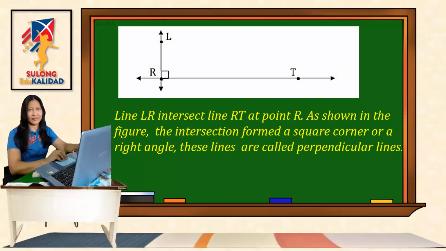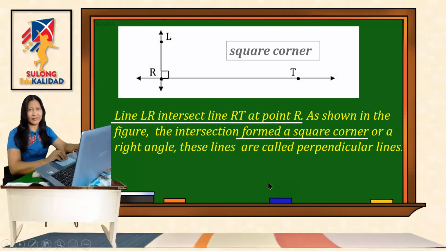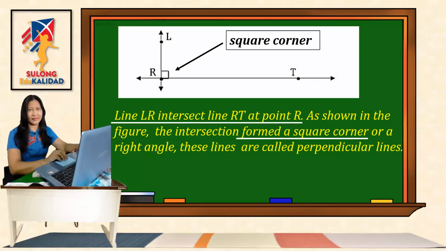Line LR intersects line RT at point R as shown in the figure. The intersection forms a square corner or a right angle. These lines are called perpendicular lines. So what do you call these two lines? They form a square corner. Ayun, mayroong square corner. Nakita yung square corner? Kapag ang two lines cross and they form a square corner, what do you call these lines?